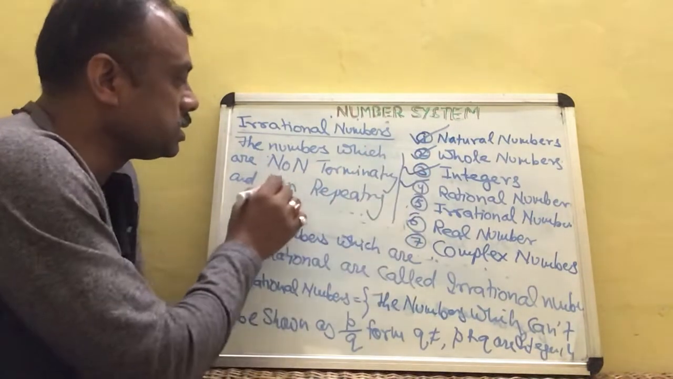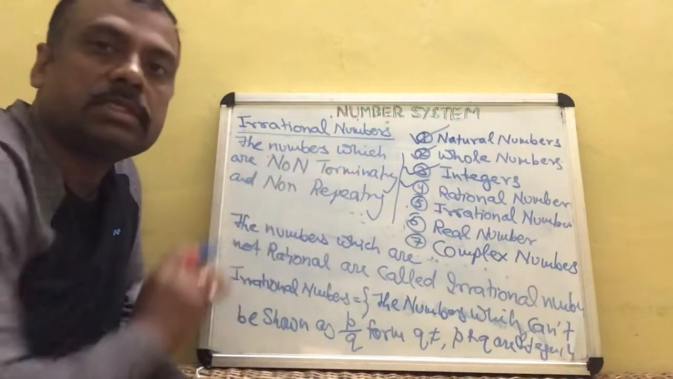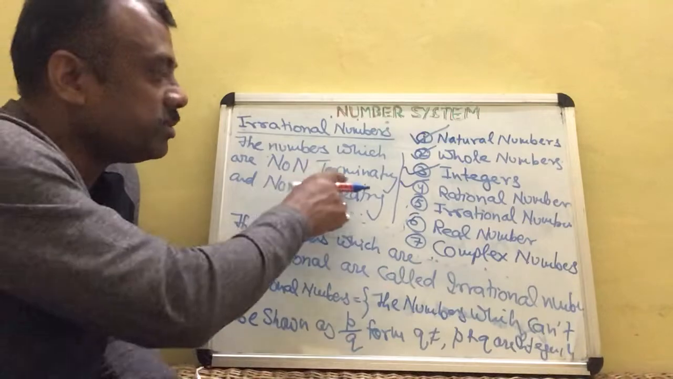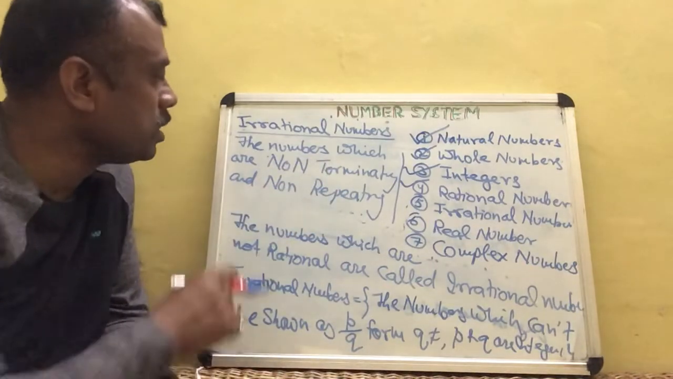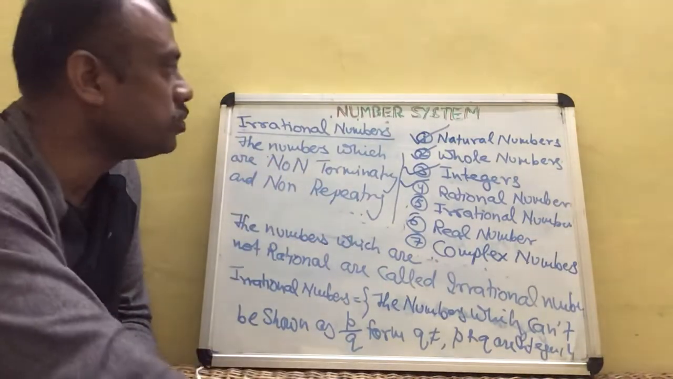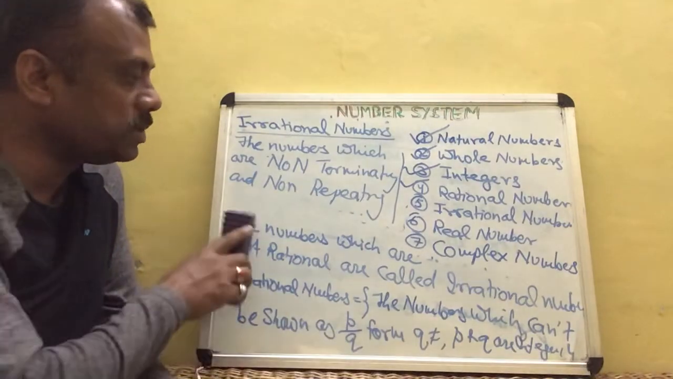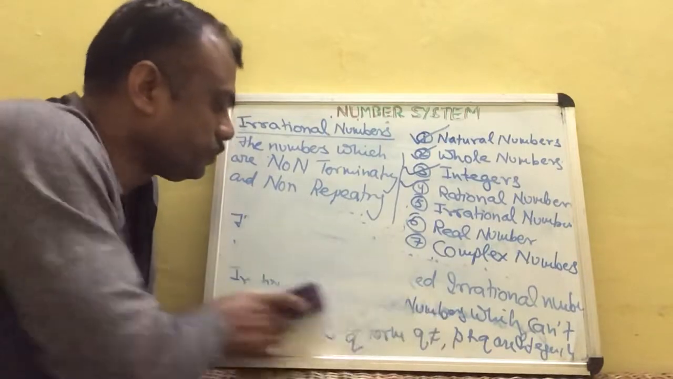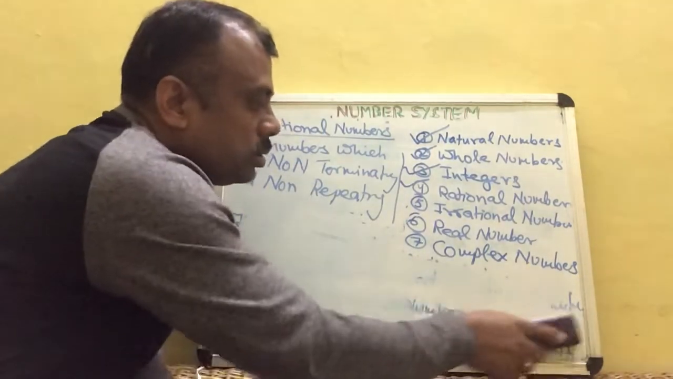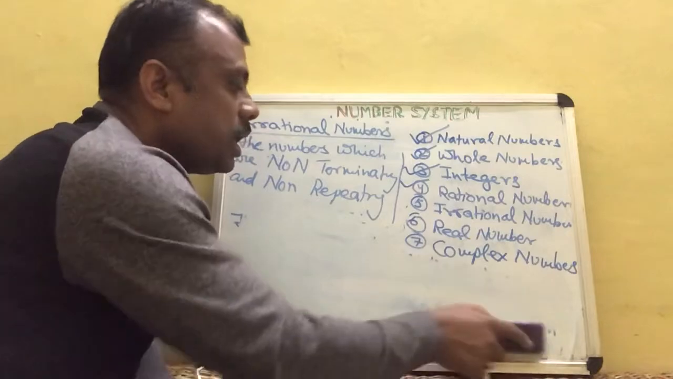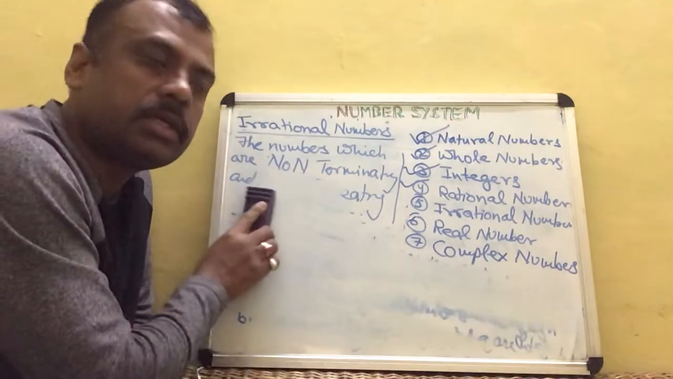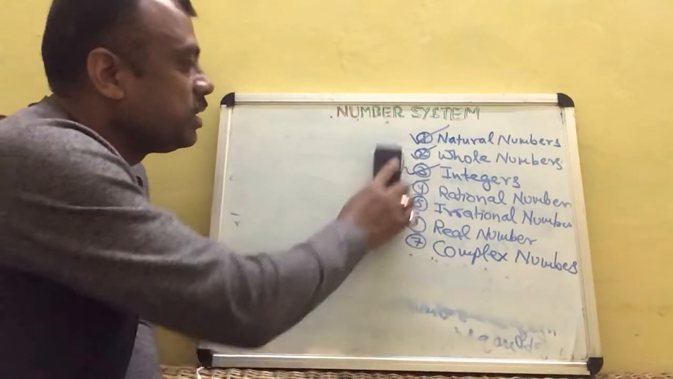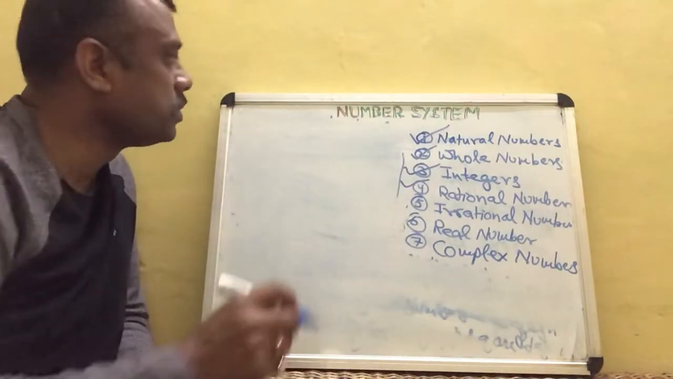So let's see here, in both cases it is non, but in case of rational it was terminating. Okay, so these are two definitions of irrational number system. Now let us move to another number system, that is called the real number system. Actually, real number system is nothing but a combined family of rational and irrational number systems.